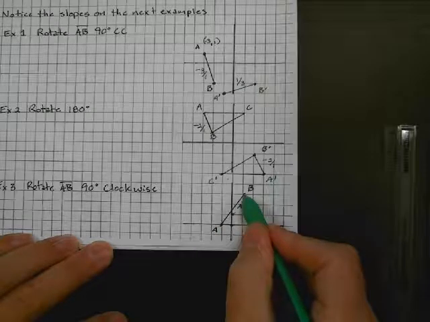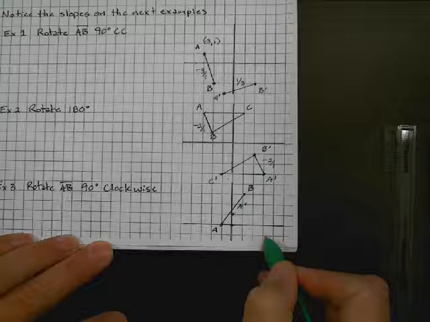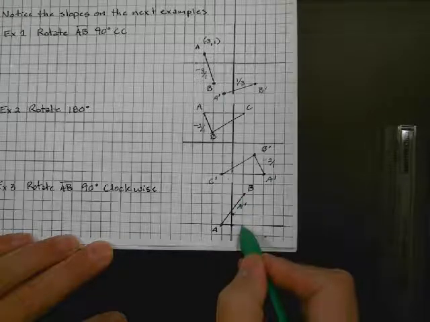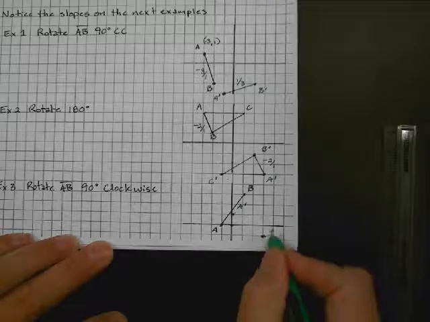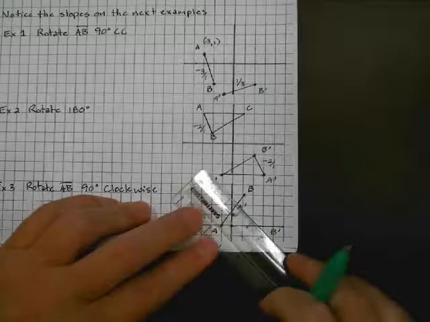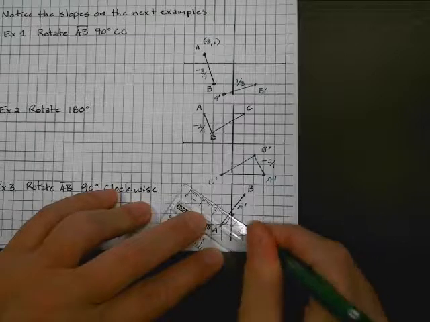Now B is in this quadrant. I would expect that B would show up in this quadrant next, because we're going 90 degrees clockwise. Now this is 1, 3, so I should expect it to be 3, 1, and be right there. Again, you can use the coordinate notation if you want to find out where your points should be.